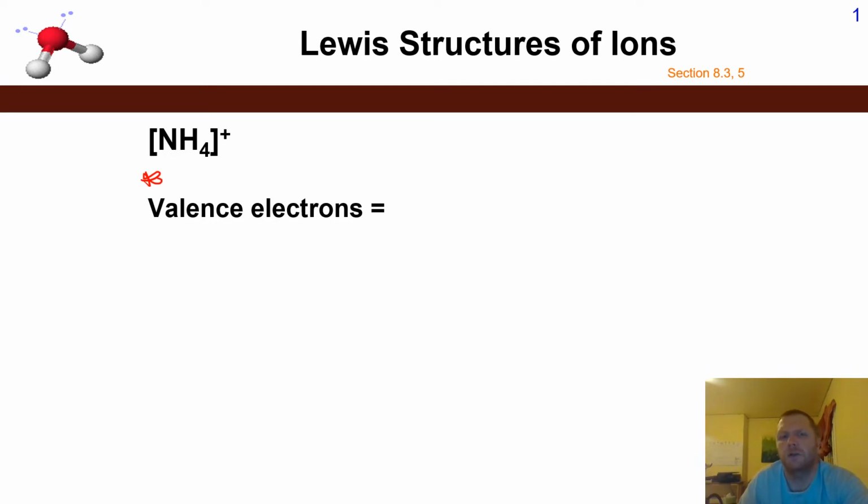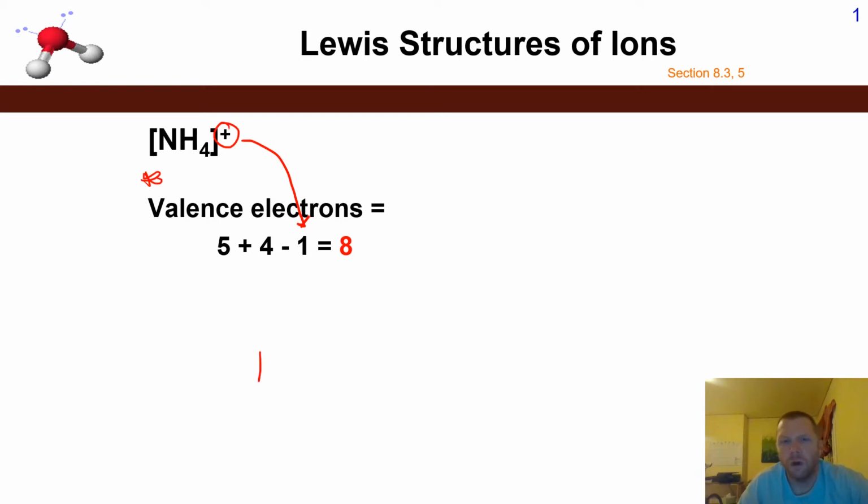How many valence electrons does ammonium bring in? Well, nitrogen is going to bring in 5 valence electrons. Each one of the hydrogens is going to bring in 1 valence electron, for a total of 4. So we're looking at 9 valence electrons. But how does this positive charge impact our total number of valence electrons? That positive charge means we subtract one from the total number of valence electrons. So our valence electrons for ammonium is 8.